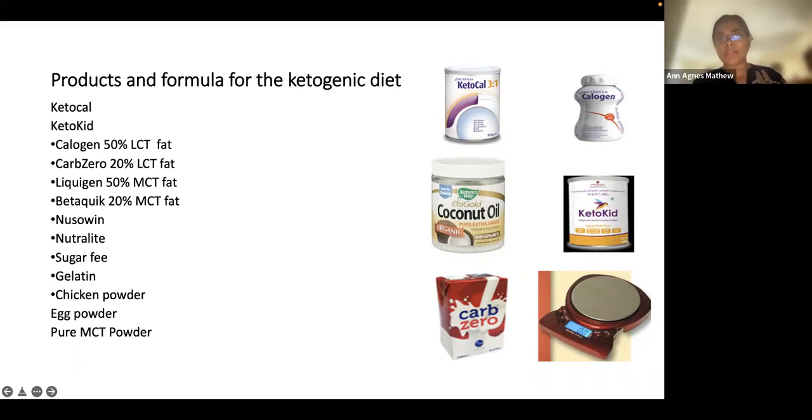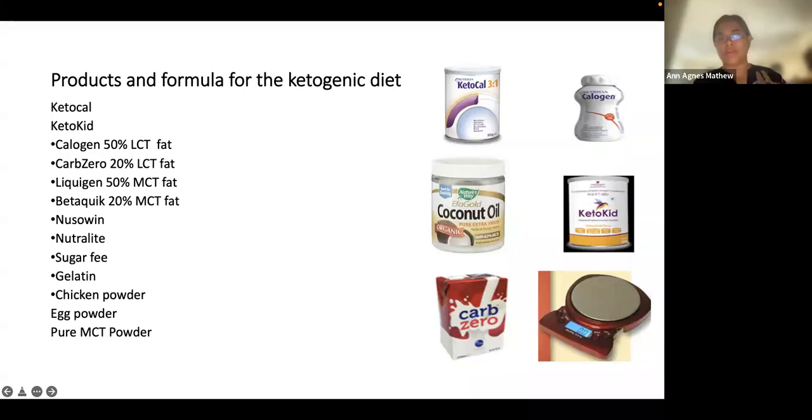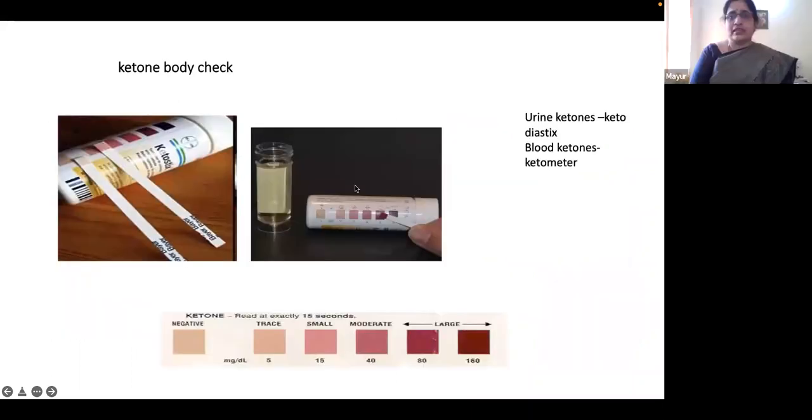You can't simply buy the box and say you add this much volume of water to this much formula and get 3:1 or 4:1. That's not possible. Okay, ma'am, next slide.